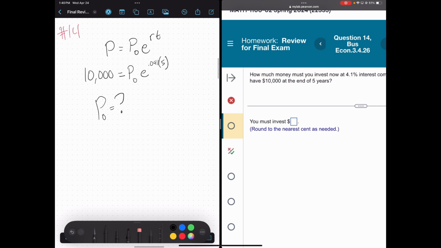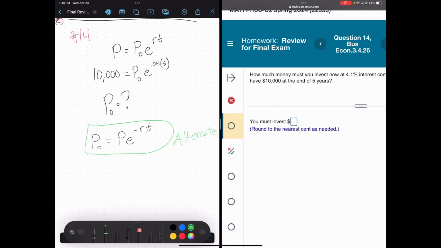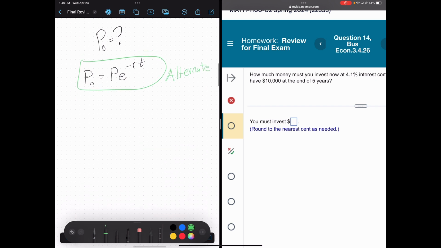Remember, we can also set this up like so. If we just switch where the P naught and the P are, then we need a negative up in my exponent to make it work. So this is my alternate way to calculate this. Other questions? Awesome.